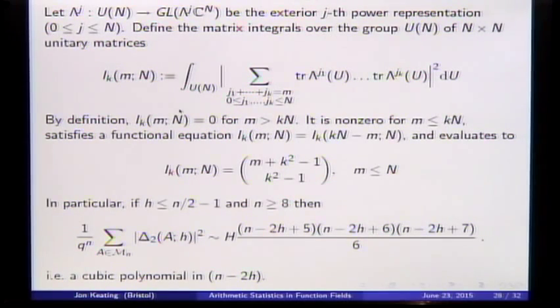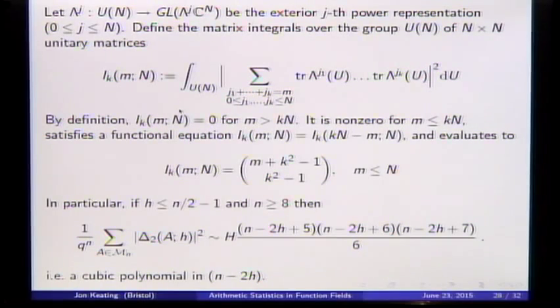So the idea is that if lambda j is the exterior jth power representation of u, you're just computing sums of traces of exterior powers, the modulus of that squared, integrated over the unitary group. So it's a matrix integral. Turns out this matrix integral, by definition, is 0 if m, this argument here, is bigger than k times n. So we only have to restrict ourselves to where m is less than kn. It's non-zero in that range.